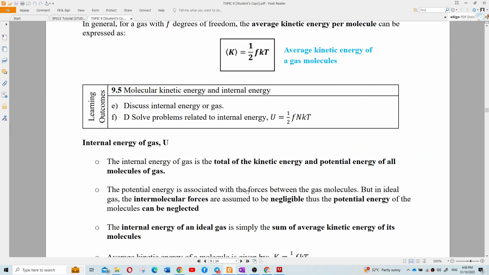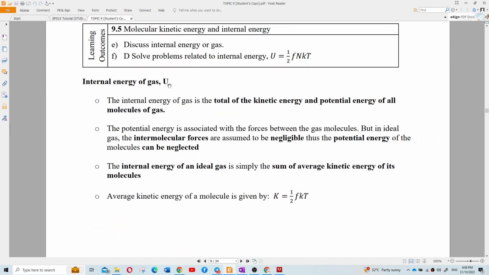Now, the last one is the internal energy of gas. So what is internal energy of gas? It's the total of kinetic energy and potential energy of all gas molecules. But potential energy is negligible. Potential energy can be neglected because intermolecular forces are negligible.